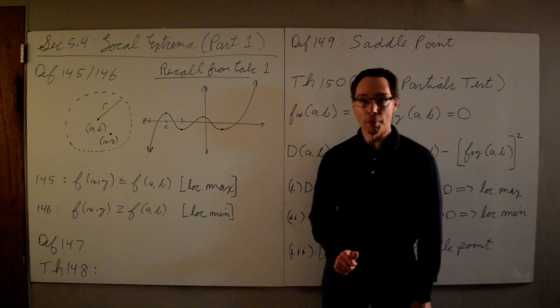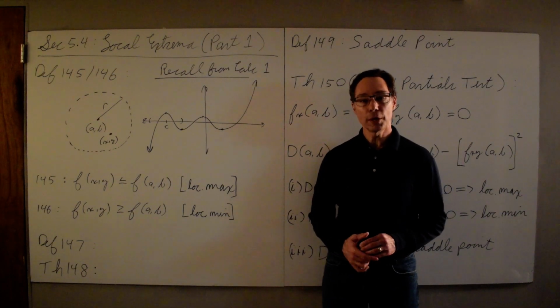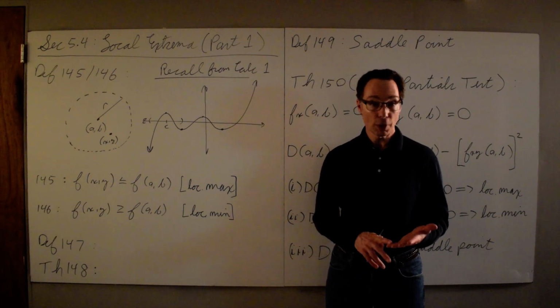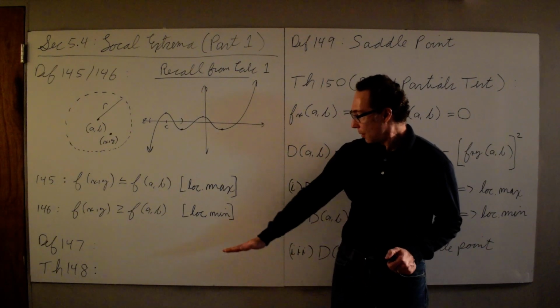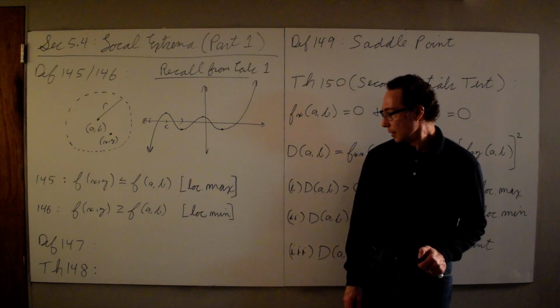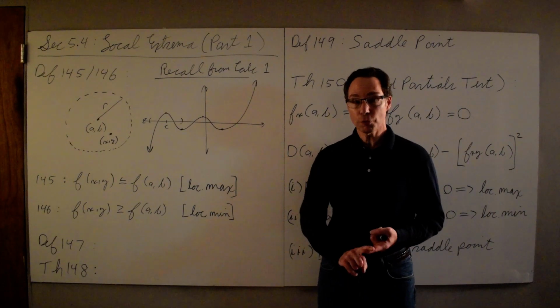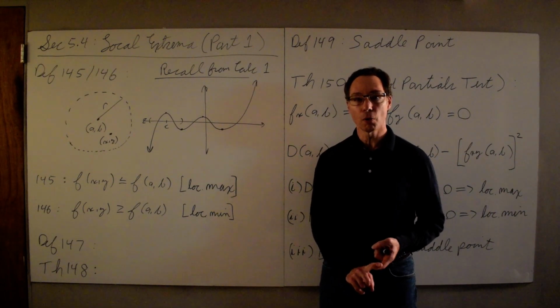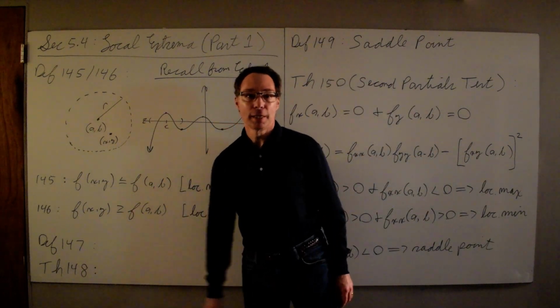Now, remember in Calculus 1, we had something called a critical number. That was a place where the function existed, but the derivative was either 0 or did not exist. Okay? Here, definition 147 is of a critical point. That is a place where the function exists, but either both first-order partial derivatives are 0 or one of them does not exist. That's what a critical point is in R2.